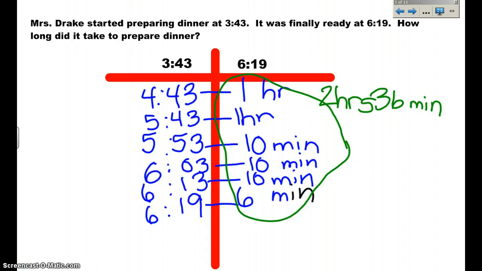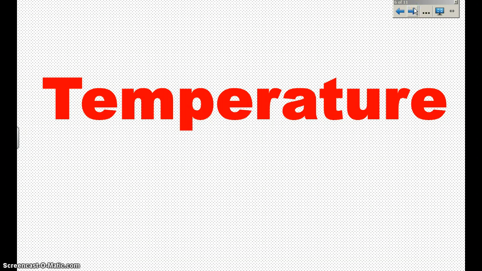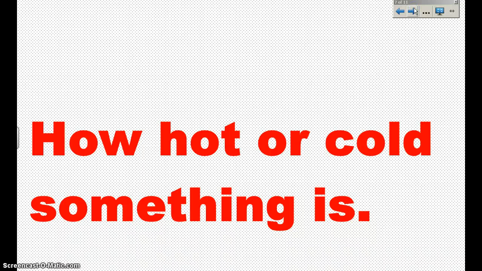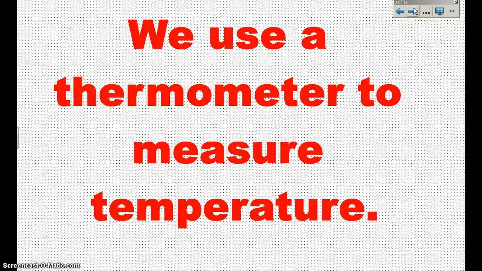Okay, you have 2 more practice problems on elapsed time. Remember to draw those T-charts and find the elapsed time on your homework. But we are going to move on right now and talk about something else. We are going to talk about temperature. And temperature is how hot or cold something is. We use a thermometer to measure temperature. That's the tool that we use, and we can measure temperature in Celsius and Fahrenheit.